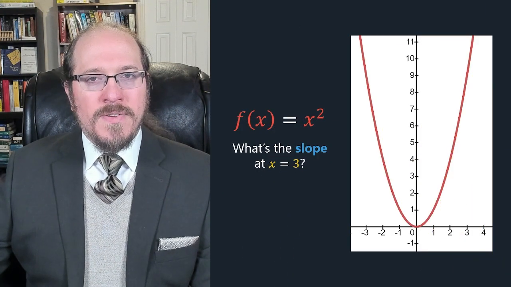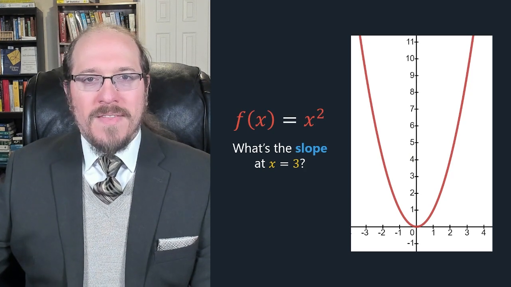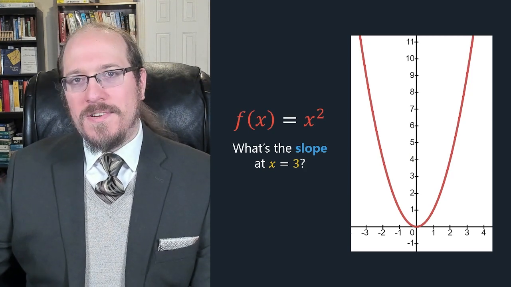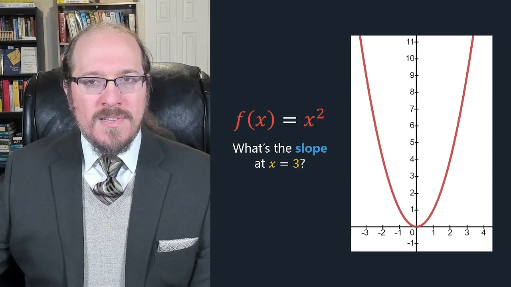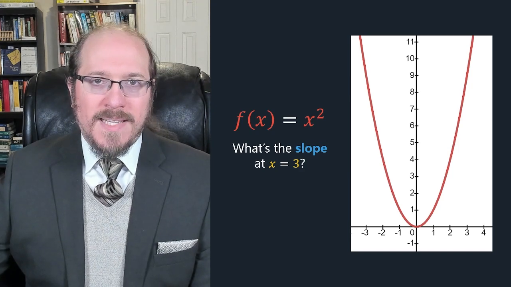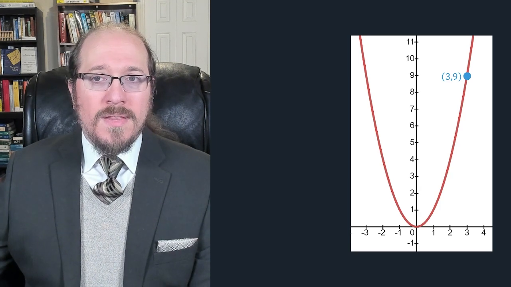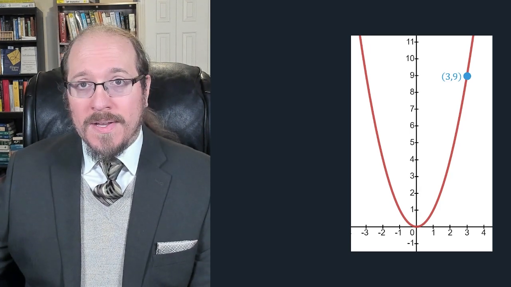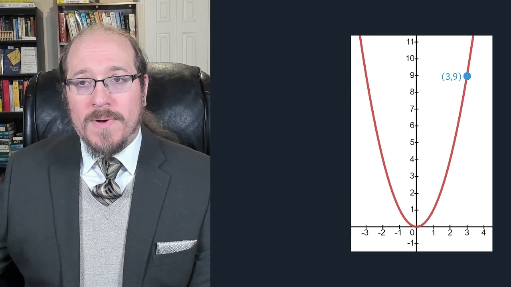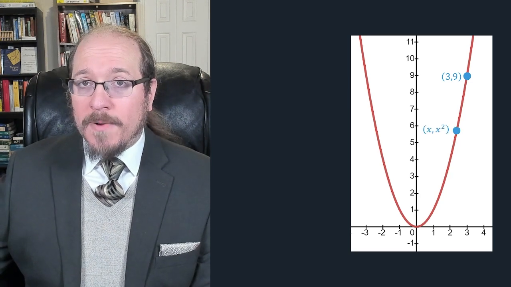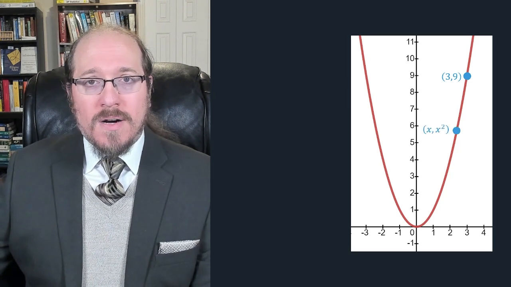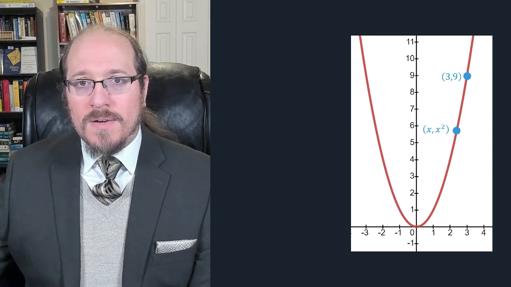Let's test out our new definition on an old friend. The function f of x equals x squared. Suppose we want to know the slope of the curve at, say, x equals 3. Well, 3 squared equals 9, so we know that the graph goes through the point (3, 9). That's our stationary point. The other point will be free to move, so its coordinates are (x, x squared).